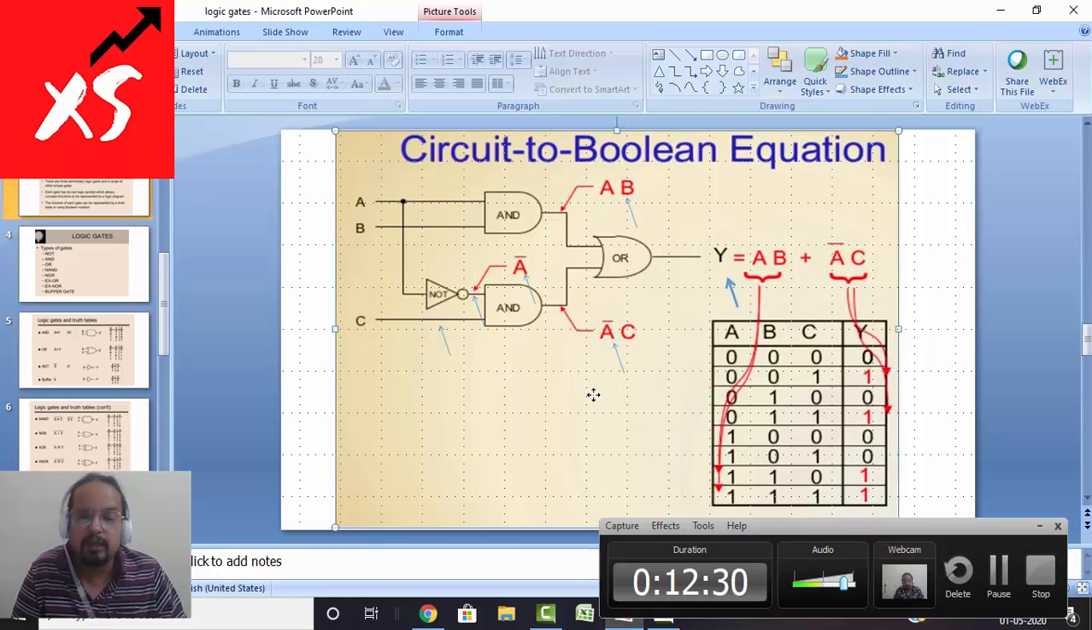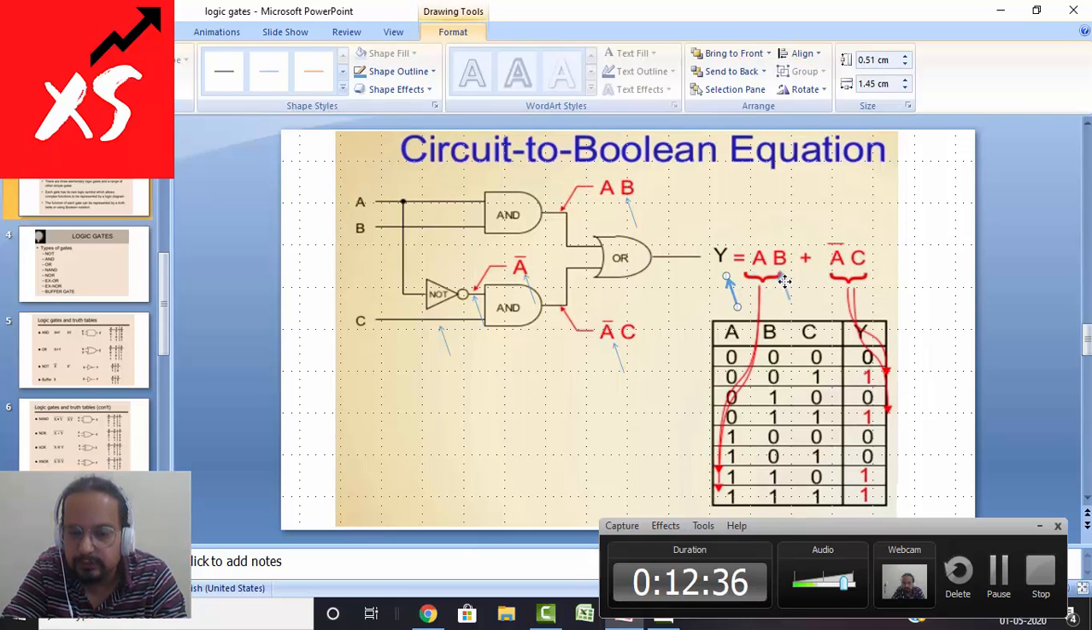If you look at the output now, look at the first row, all three are zero. So this is 0 into 0, 0. And then this one is 1 into 0 because it is a dash, a bar, which means the reverse. So 1 into 0 is also 0. So the output is 0. Okay. Fine. Now, let me take you to the next one.